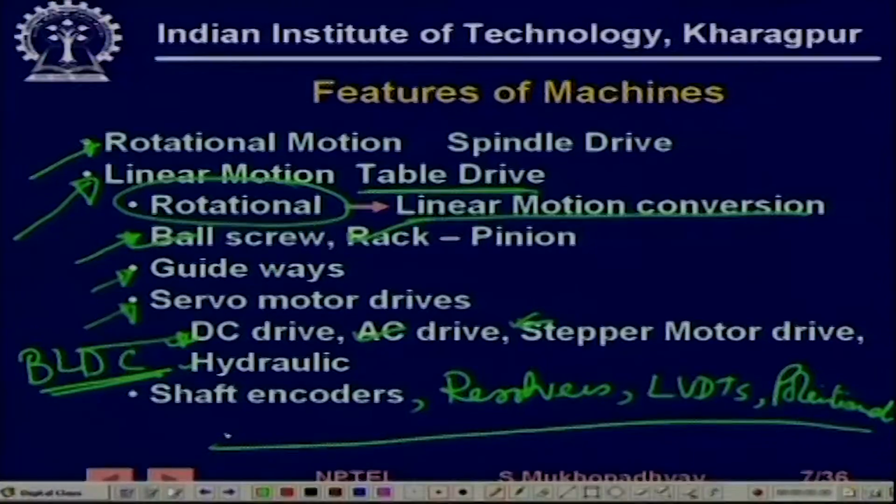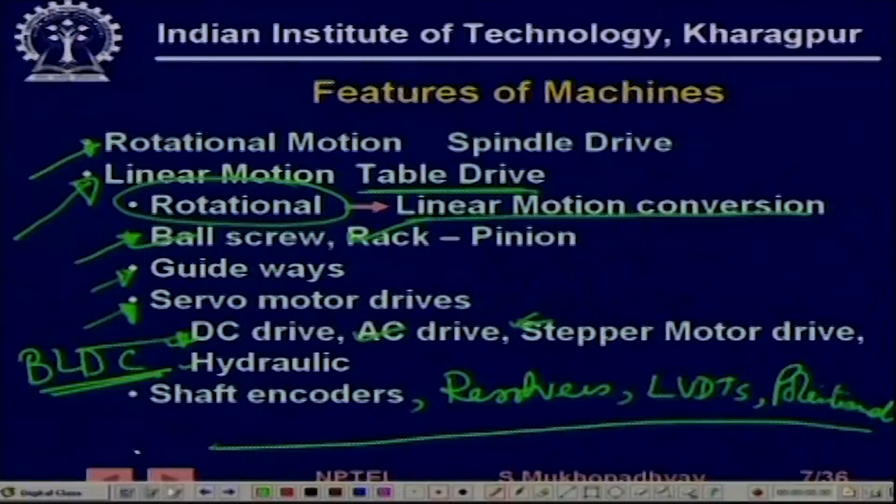So, basically you have to create precise rotational and linear motion. You need precise drives which are created by motors, and you need speed and position feedback, which are provided by the sensors. Similarly you have mechanical arrangements which create precise motion, like ball screw, etc. So, these are the major parts in the machine.